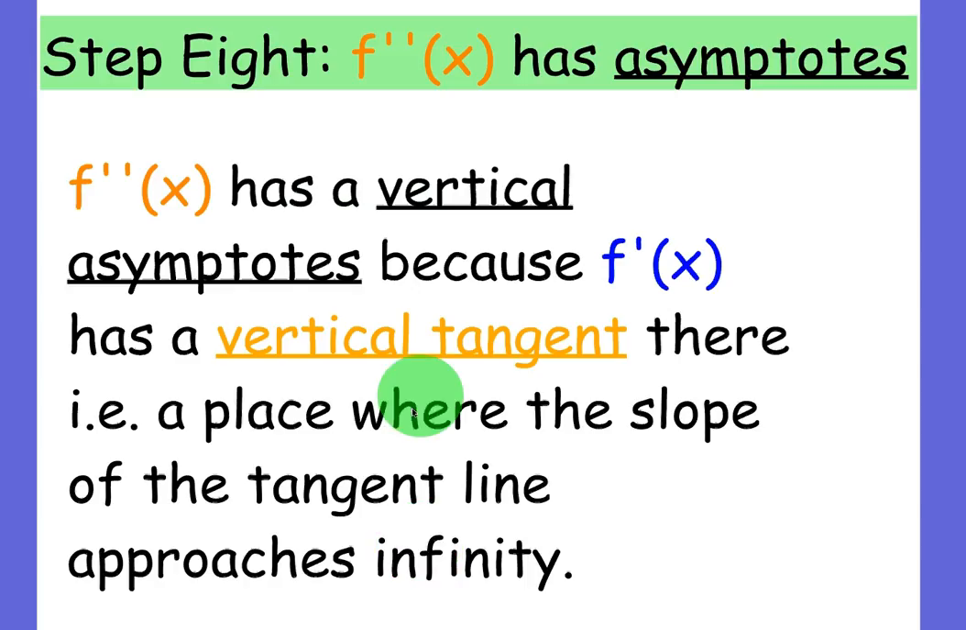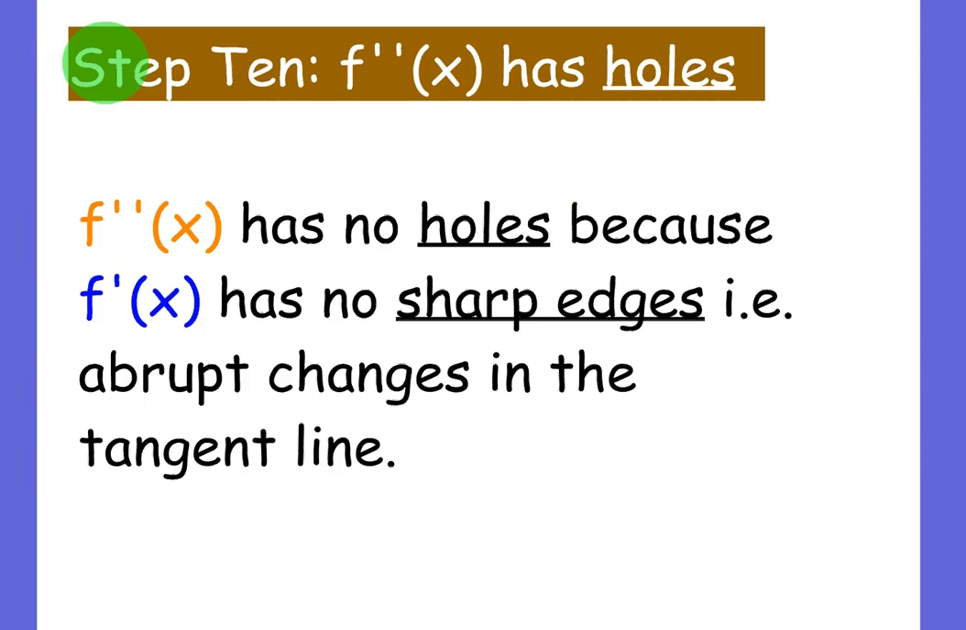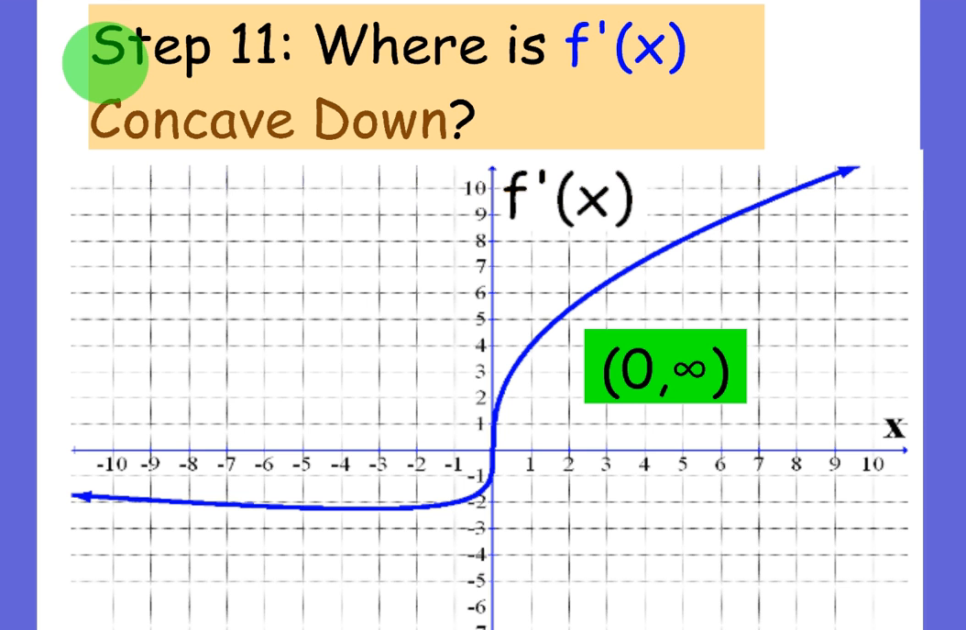Anytime you have an asymptote, it's really going to help you graph the function. Step 9, where does f double prime of x have sharp edges? Well, this one doesn't have any, but remember, whenever it has a sharp edge, there's going to be a hole for the next graph, or the derivative graph. But in this case, no holes, so for step 10, f double prime of x will have no holes because f prime of x had no sharp edges.